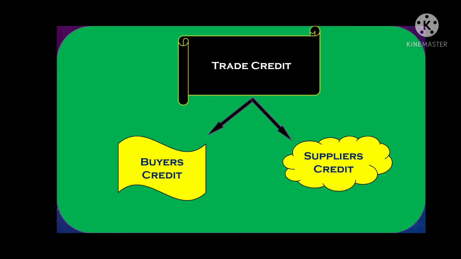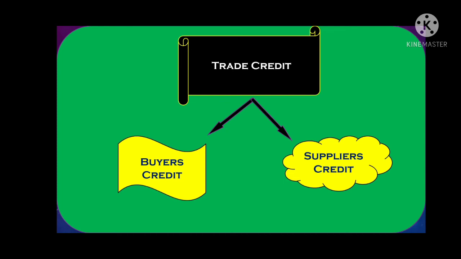Now who extends this? It is extended by a bank or a financial institution. So in simple words, buyer's credit is providing a finance facility for making payment against import of goods or services to India. Whereas supplier's credit is somewhat similar to buyer's credit, but there are a few points that differentiate them.